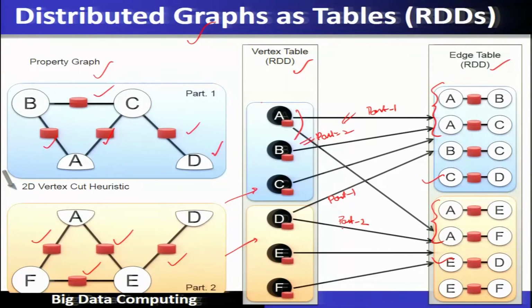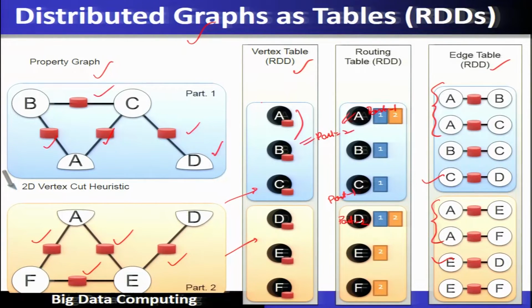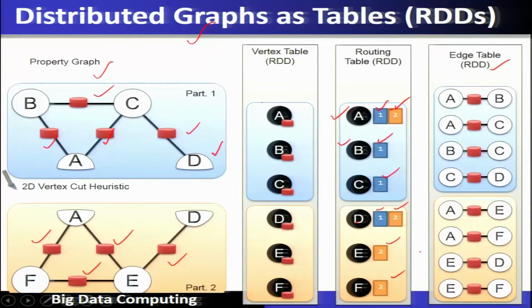Therefore, some of these vertices are required to communicate in all the parts where the edge table is being stored, and some of the nodes are required to communicate with a single part. So, a routing table will capture this information, and this is shown over here: for node A, it has to communicate with part 1 and part 2. B has to communicate with part 1, C has to communicate with part 1, D has to communicate with both the parts, and so also for E and F. So, once the routing table captures this information, the interactions between the nodes and their corresponding edges can be facilitated using the routing table.